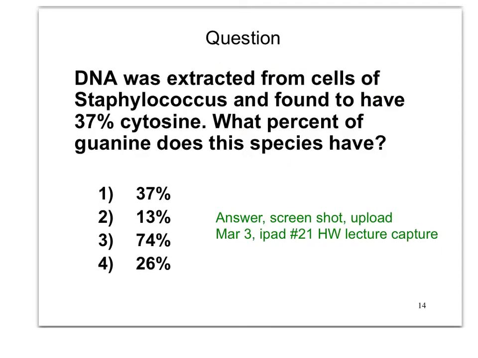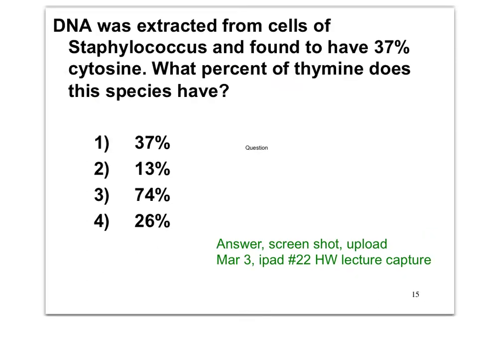If you extracted DNA from a bacteria and found that there was 37% cytosine, how much percent guanine does this species automatically have? Please answer that question. You can circle it, take a screenshot and upload. And then the next one: the DNA was extracted from cells of this same bacteria. It has 37% cytosine. What percent thymine does this species have to have? Again, please answer this question. Take a screenshot and upload to number 22.